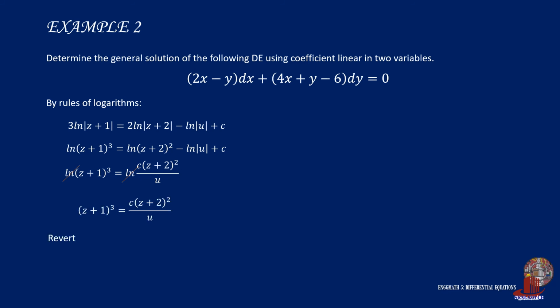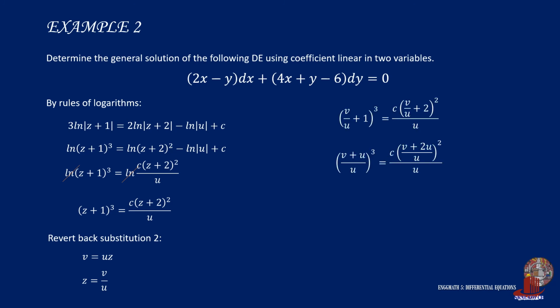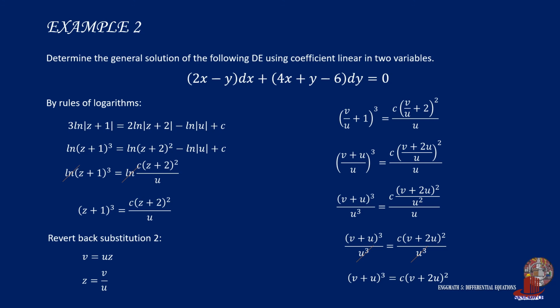Now revert back the second substitution involving v is equal to u times z, which makes z as v all over u. Transform the terms into one common denominator and separately apply the cubic and square exponents to the different terms. It would be noted that we can cancel out the denominator from both sides, which would leave the equation the cube of the quantity v plus u is equal to c times the square of the quantity v plus 2u.